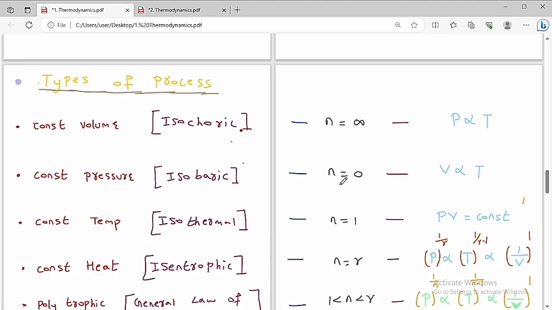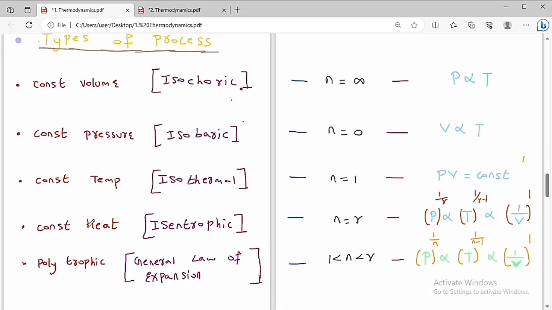So now the next concept is about the types of process. Now I'm going to discuss the types of process in the case of thermodynamics. So basically we have 5 types of process in thermodynamics. That is nothing but constant volume process, constant pressure process, constant temperature process, constant heat process, and polytropic process.